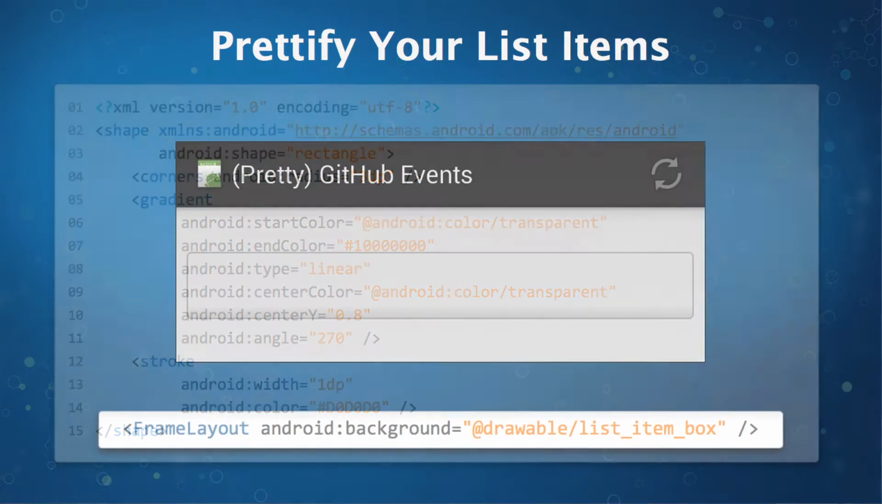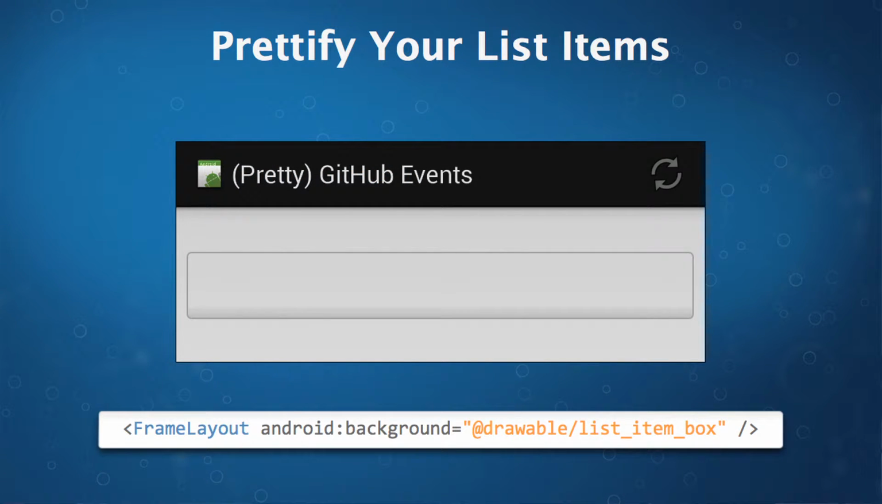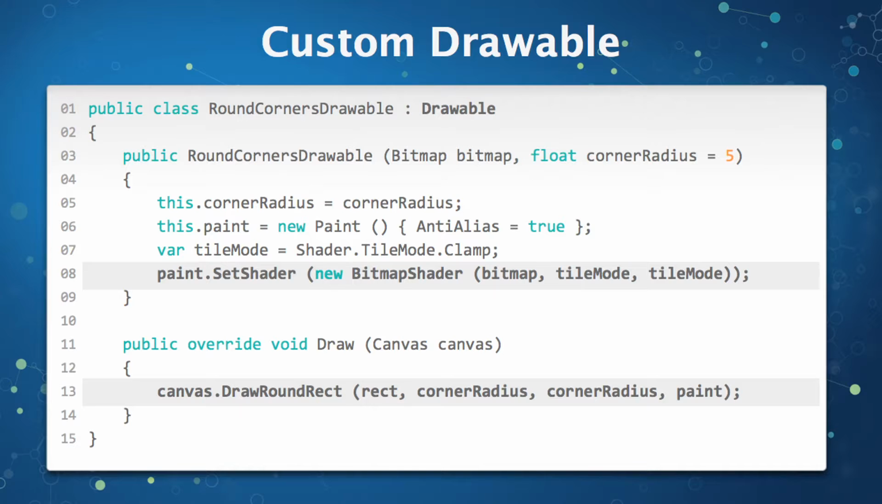So the good thing is that shape drawables are like any drawables, you can apply them anywhere. In the case of the list item, I applied it to the background of my frame layout. But then you could also apply it to anything. And you're going to see later that I'm also reusing the shape drawable in a button, for instance. So very easy to do.